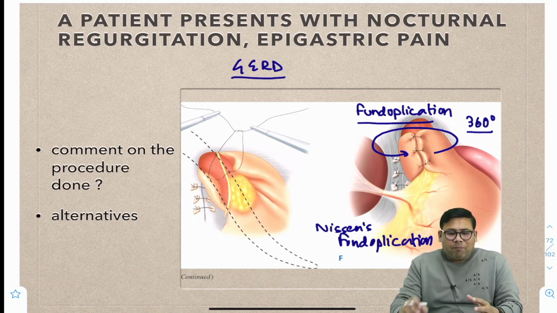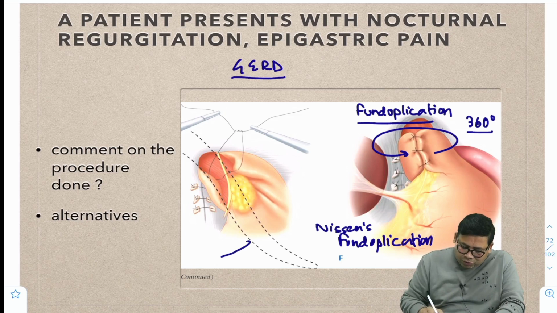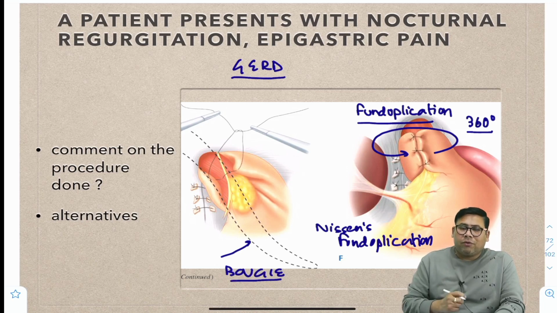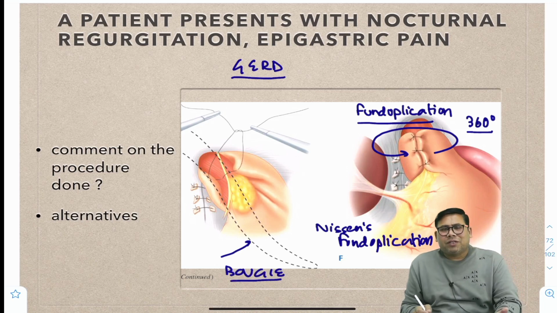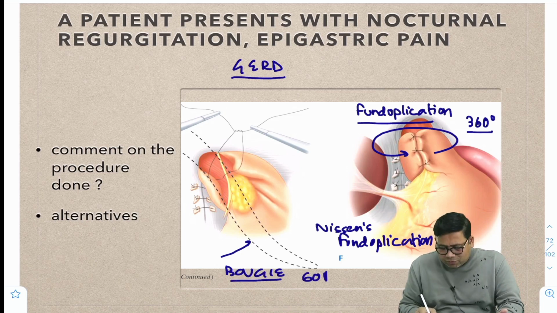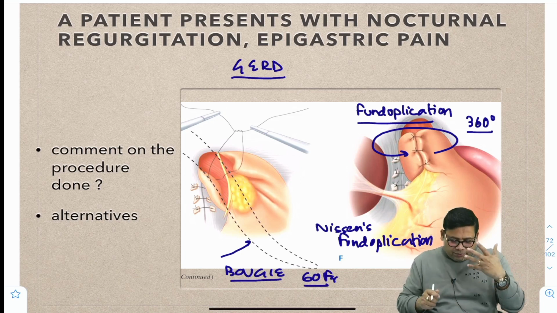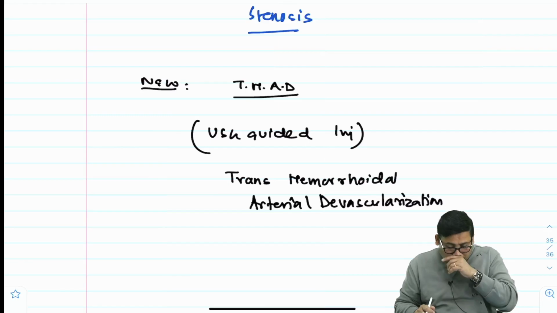So what is this? Plication of the fundus around this. So what is the use of this, and what is this dotted instrument? This is done over a bougie, or you can do it over an endoscope also. This is generally a 50 to 60 French bougie. So a 60 French bougie is what we take, and this is why it is put, so that you don't tighten it excessively. Let me tell you the concept.